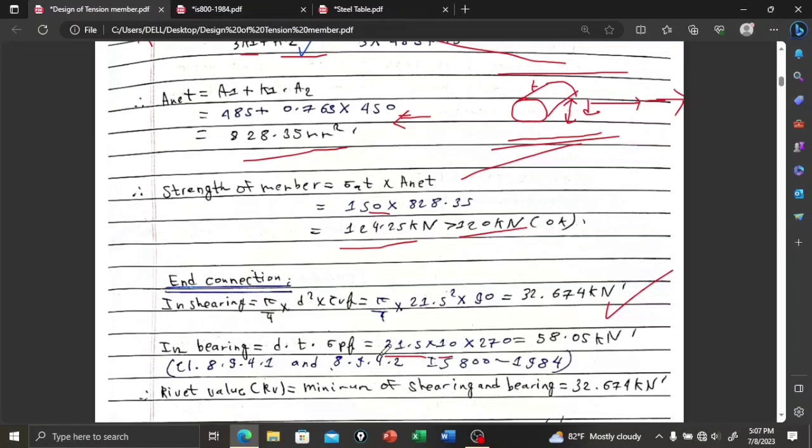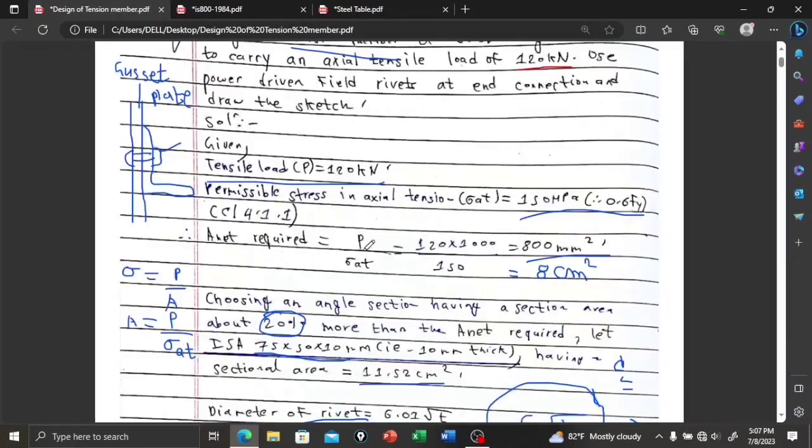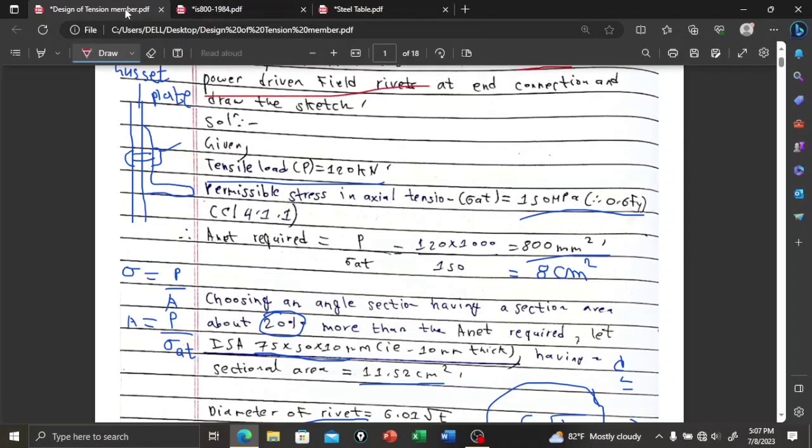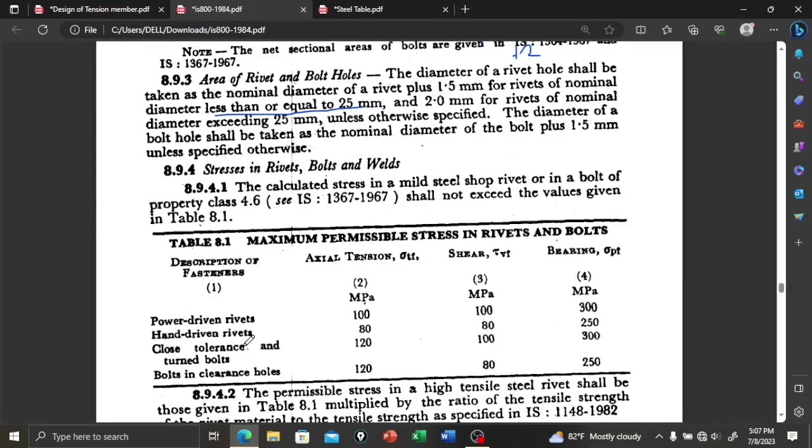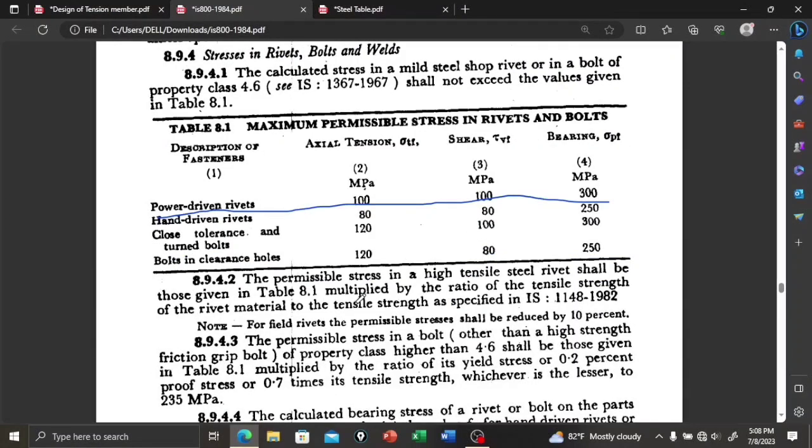thickness is 10, and sigma pf is 270, and this will be 58.05 kN. So we have to use power driven field rivet. In page number 95, power driven rivet is this, but there is field rivet. For field rivet, the permissible stress shall be reduced by 10%.